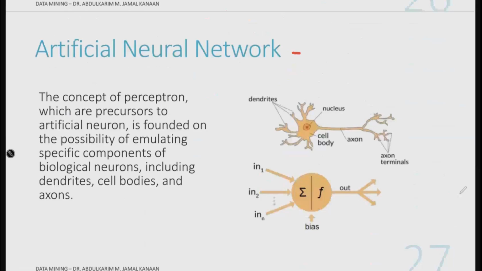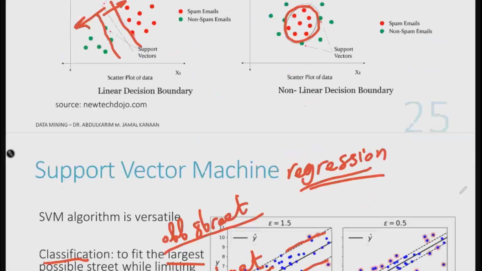Now we go to another type of model, which is neural network. So earlier algorithms we were discussing are machine learning, under AI. Now we're talking about neural network, which is also under AI and is a special category of machine learning. So a neural network is also machine learning.